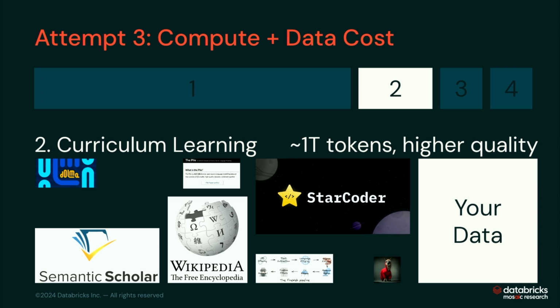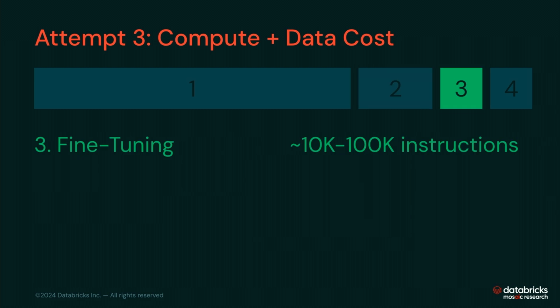Now, the nice thing is that although it's really expensive to pre-train the model multiple times, you can experiment a lot with curriculum learning, especially at smaller scales, and try out a lot of different data mixes until you find something that really works for your evaluations. But this relies on you having good evaluations, so keep that in mind.